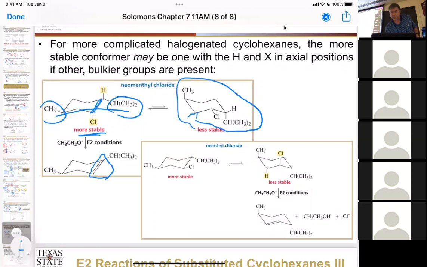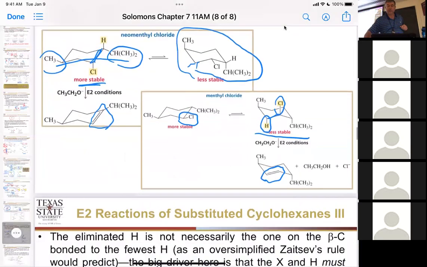Now, if we changed it up and put the chlorine on the equatorial position, we'll actually get a different product. Because when the chlorine's on the equatorial position, it has to go to the less stable chair to get to this axial hydrogen and the axial chloride here to get that elimination in the transition. And we actually get the less stable alkene. But it's the only beta hydrogen available to it, because it's the only one that's anti to the leaving group. Okay? All right.